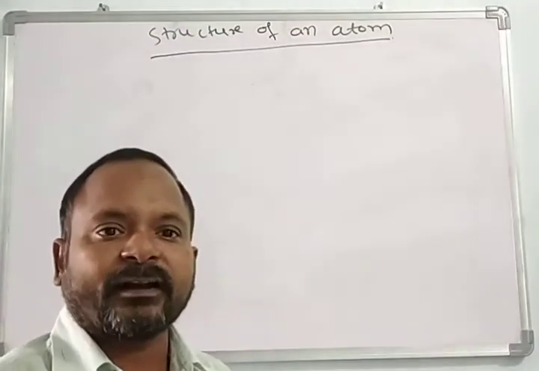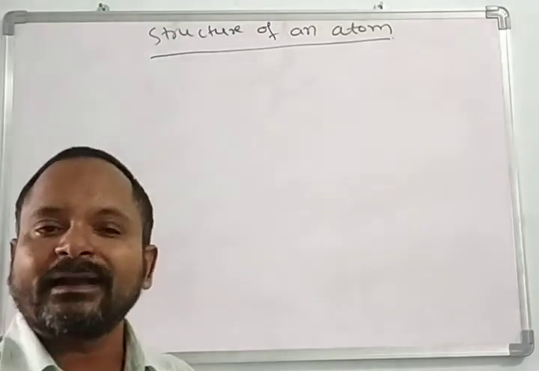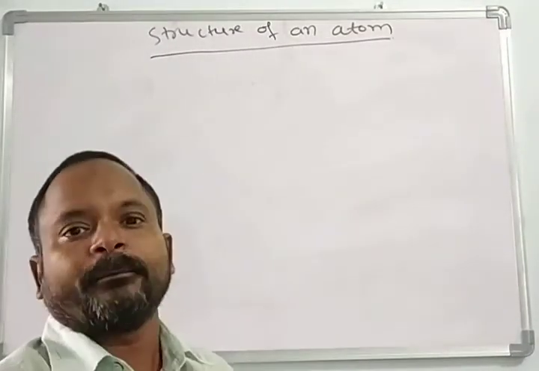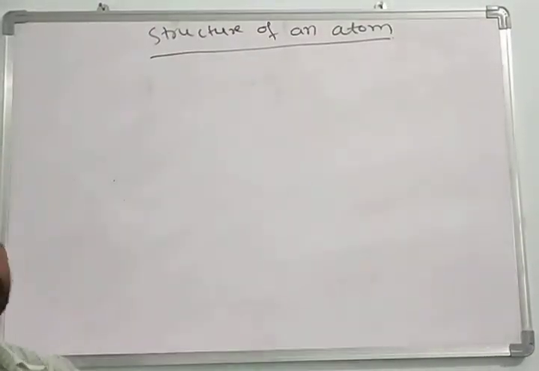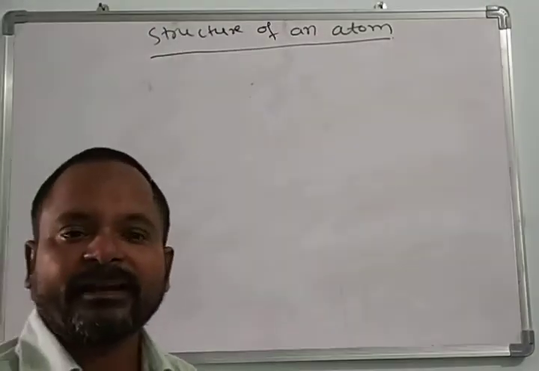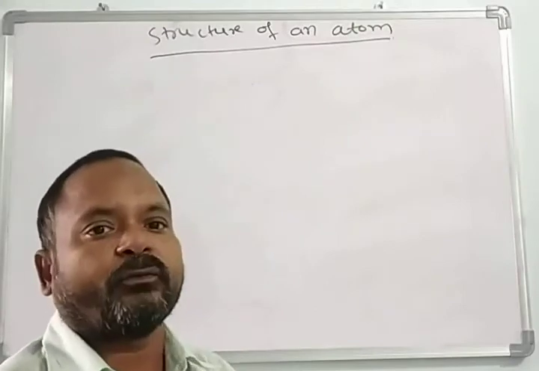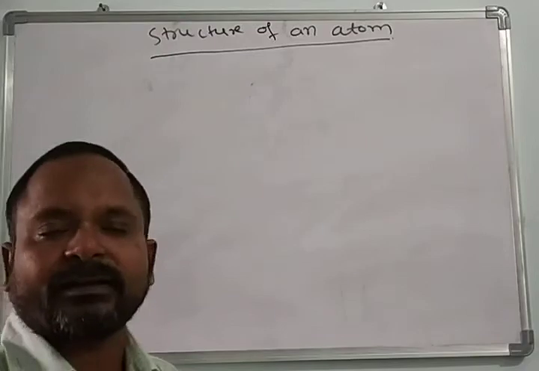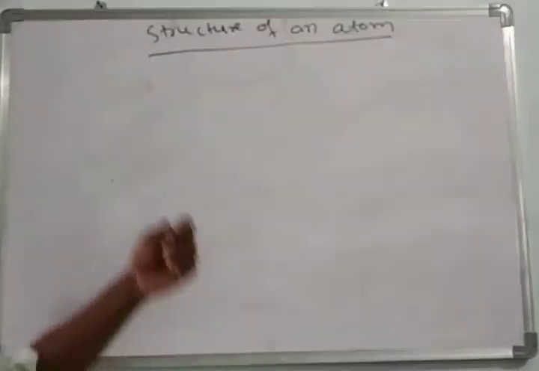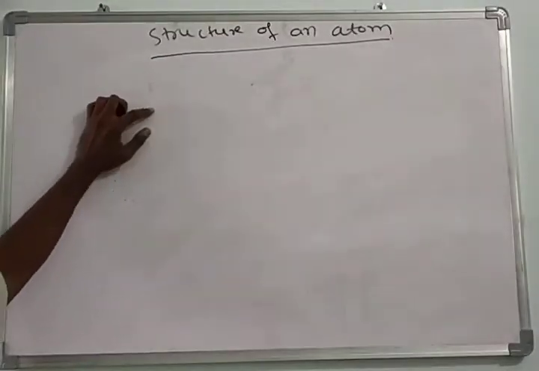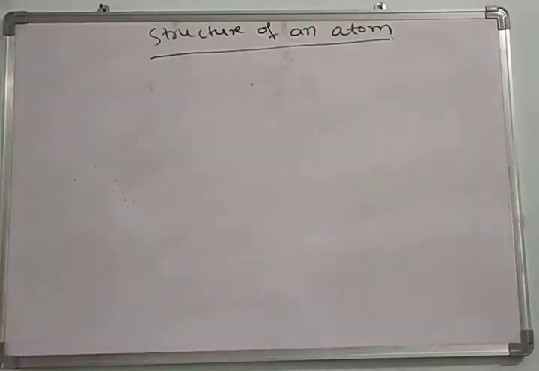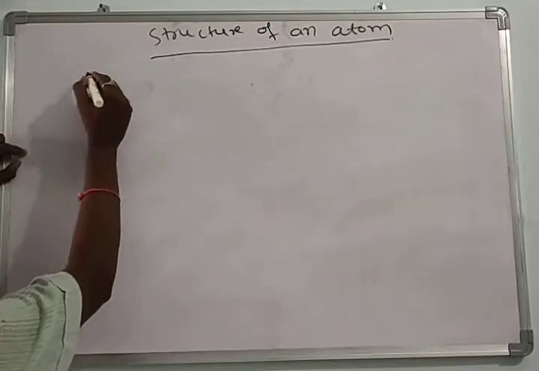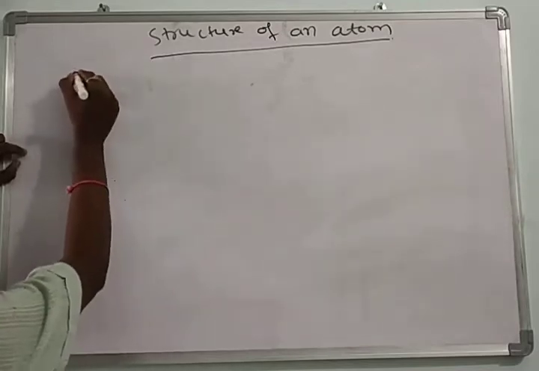The arrangement of electron, proton and neutron and other orbitals in an atom is considered the structure of an atom. The explanation of the arrangement of electron, proton, neutron and other particles is what we consider the structure of an atom.